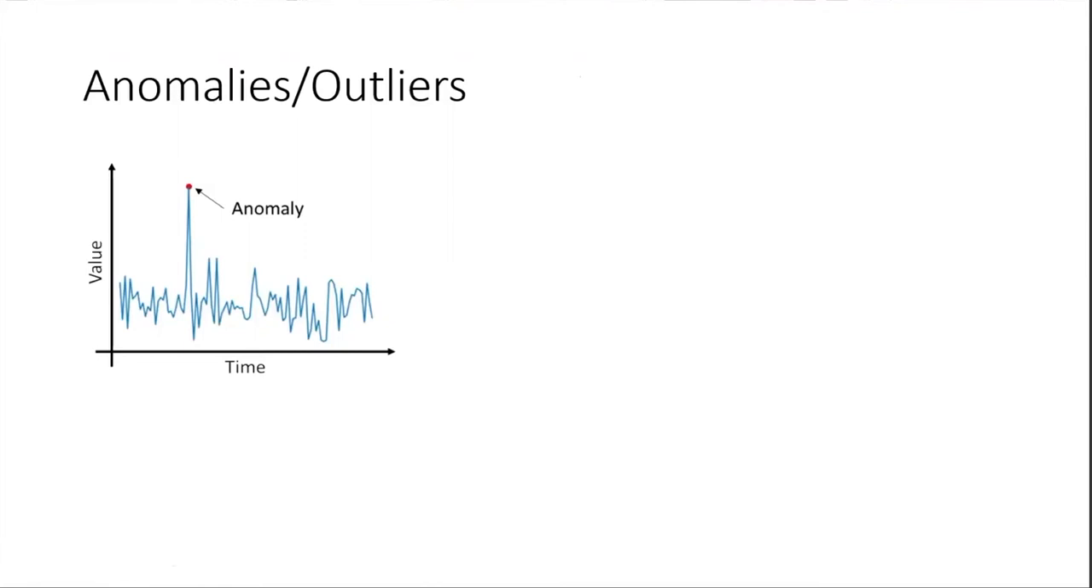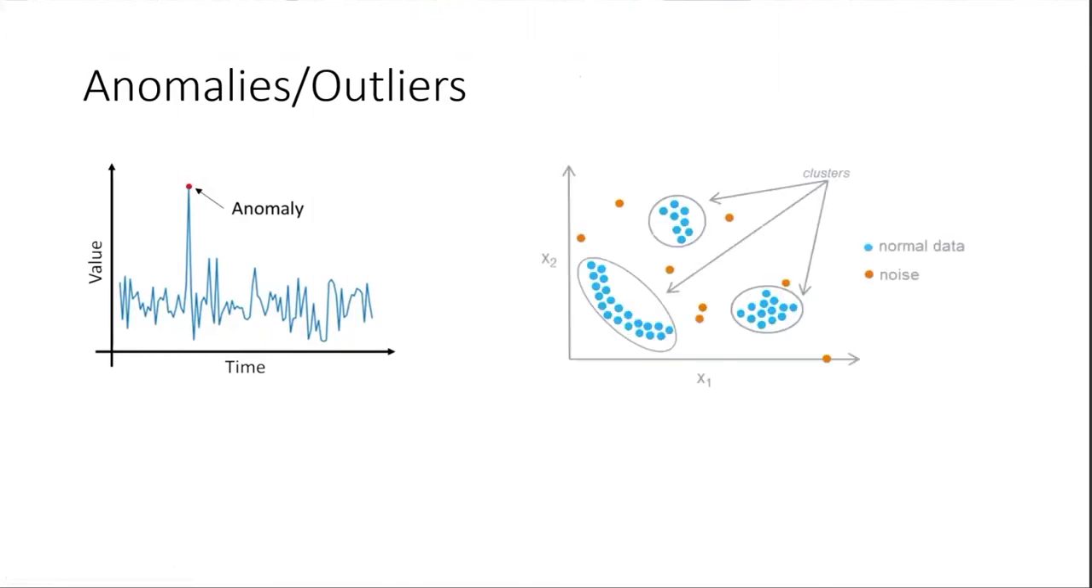Anomalies are considered in this paper to be rare events, things that we don't observe very often. In this particular example, we have a signal over time, and we see a peak of a higher value than usual, which is then considered an anomaly. Another possible representation is on the right, where we have a set of points, some of which can be grouped into dense clusters, and the blue points are a set of other points considered to be noise, which are relatively far from the different dense regions in our input space.